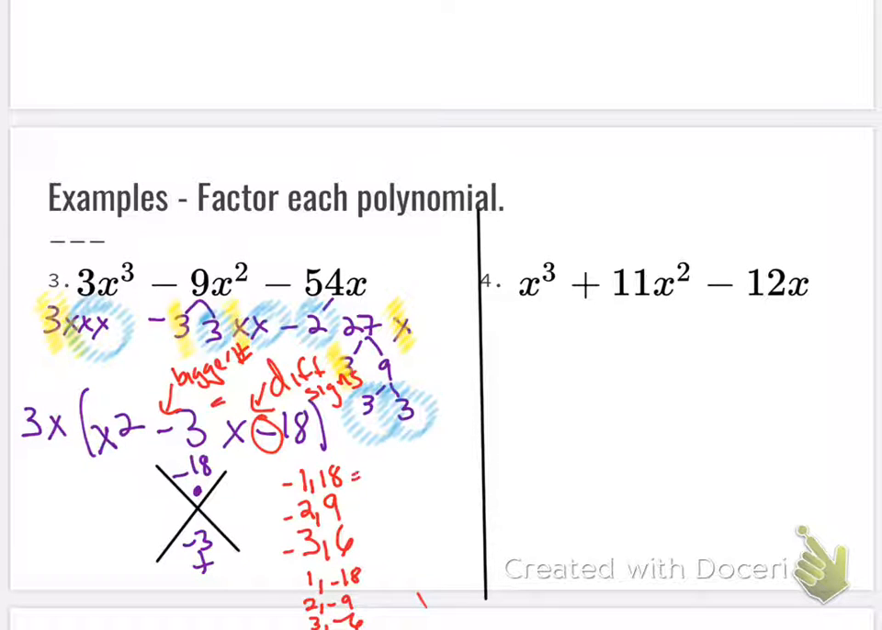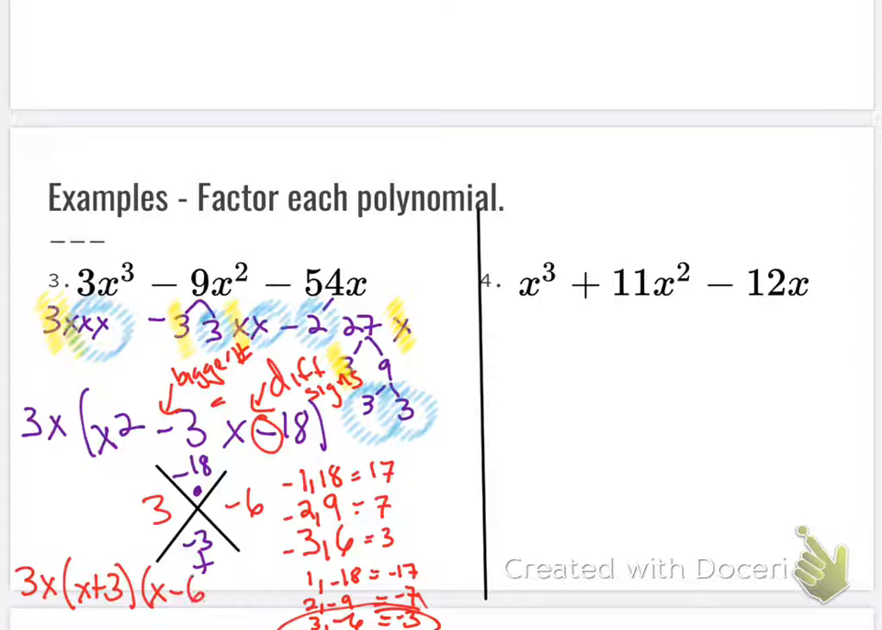Okay, so let's add: 17, 7, 3, negative 17, negative 7, negative 3. So what I'm interested in is that one at the bottom, 3 and negative 6. Okay, so I can rewrite this as 3x parentheses x plus 3, x minus 6.